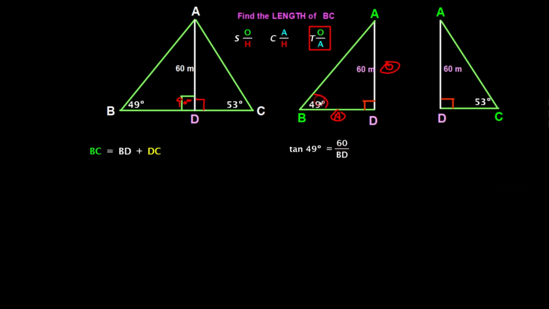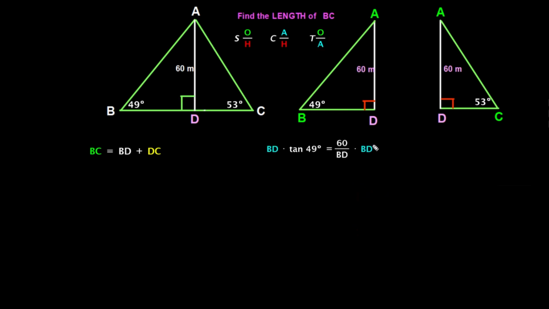The opposite side of theta is 60, the adjacent side is BD. Now tan of 49 is 60 over BD. Before we try to find the values, we have to isolate BD. BD is over here in the denominator, so the best plan is to cancel BD from the right side. Multiply both sides by BD.